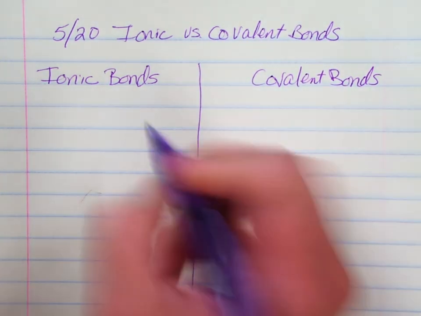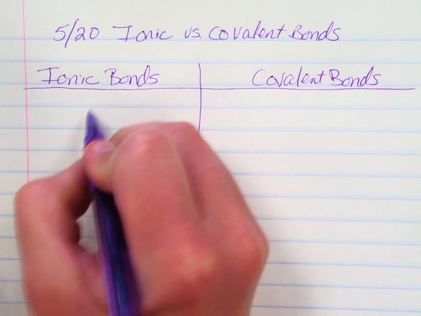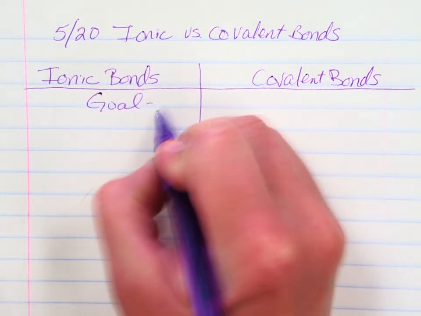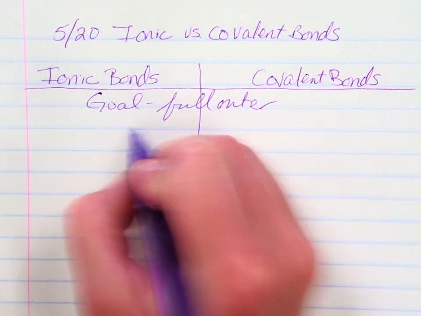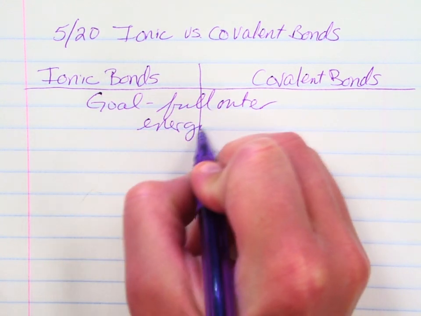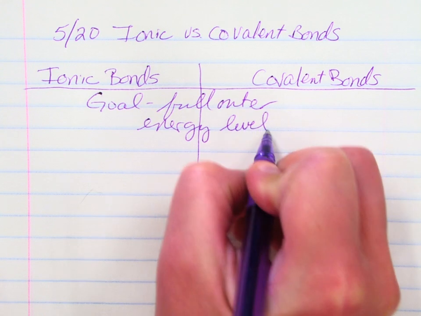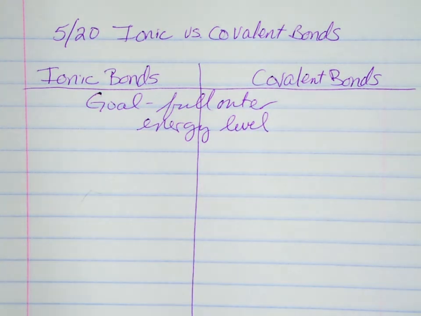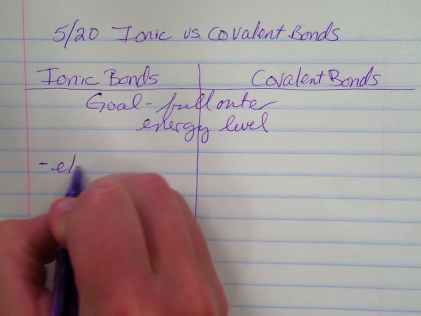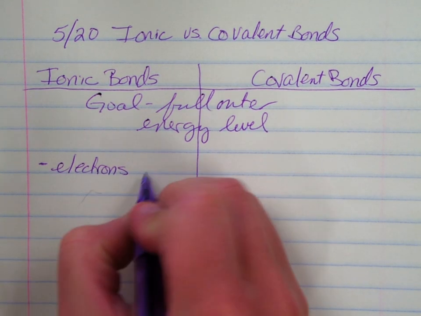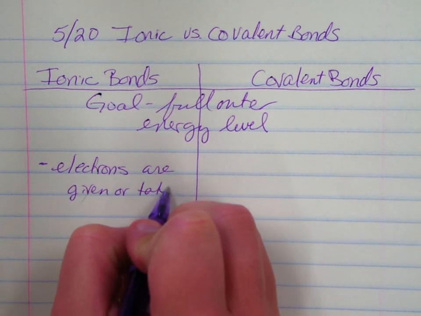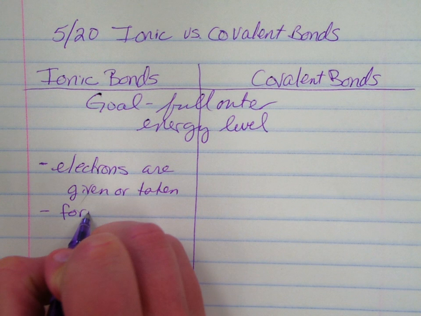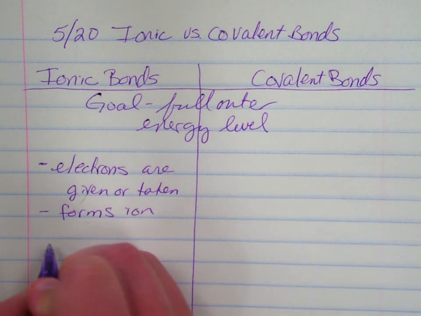Okay. Now, for both of these, the goal is a full outer energy level. Full outer energy level. Full outer ring of electrons. But how they do it is different for the two. In ionic bonds, electrons are given or taken. And this forms ions, which are charged particles.